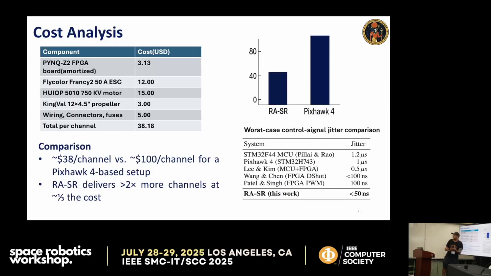Lee and Kim tried to play with a microcontroller and FPGA together, and they achieved 0.5 microsecond jitter. But Wang and Shan tried to play with DShot by itself with FPGA, and they arrived at around 100 nanoseconds. Beton and Seng did almost the same, but for PWM, and they got around 100 nanosecond period. RAW: less than 50 nanoseconds, deterministic, calculated, and you can even see it on the oscilloscope as I showed you at the beginning of the presentation.